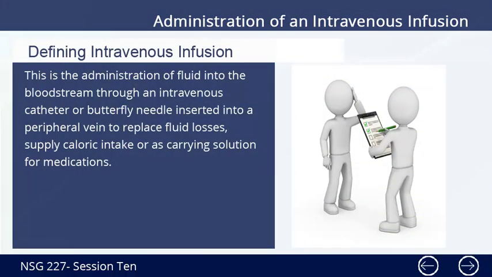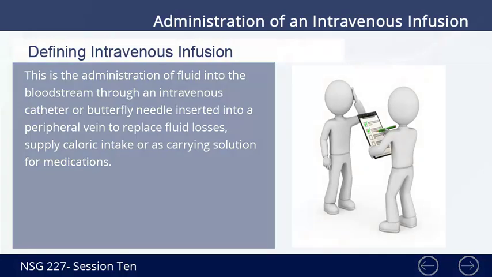Defining intravenous infusion. This is the administration of fluid into the bloodstream through an intravenous catheter or butterfly needle inserted into a peripheral vein to replace fluid losses, supply caloric intake, or as a carrying solution for medications.